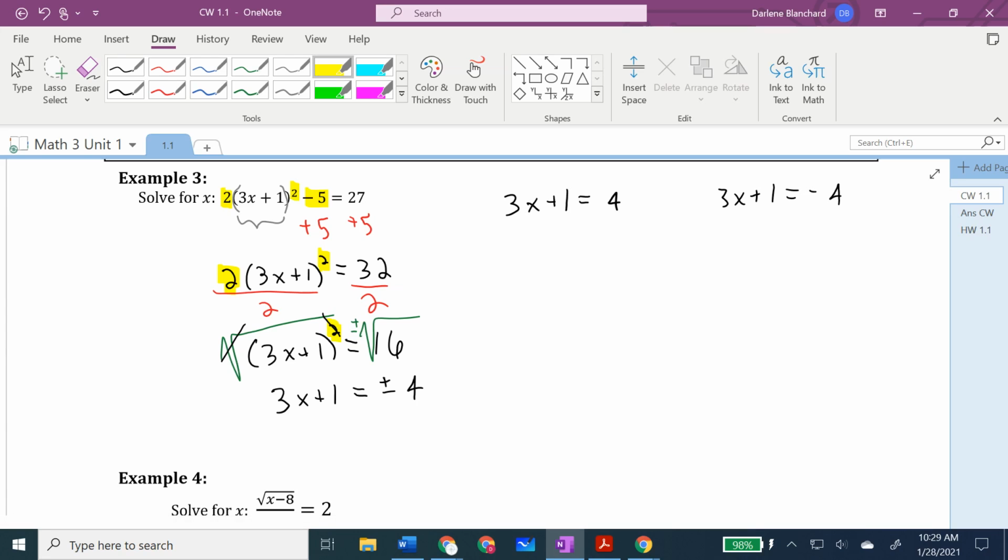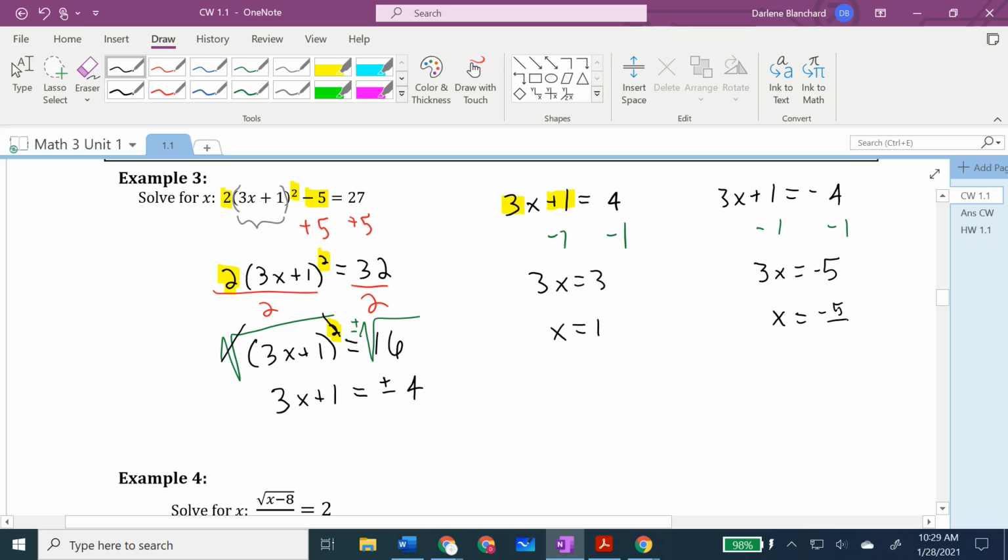At this point, with both of them, you have a multiplication and an addition. What's the weakest operation? Addition. So you first undo the addition by subtracting. And I'm going to do it to both equations while I'm at it. And then lastly, we divide. And we get two answers.